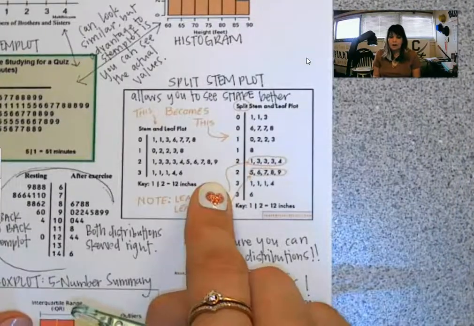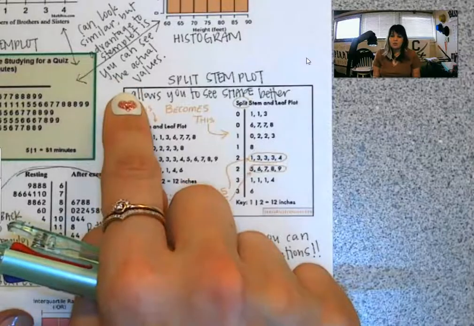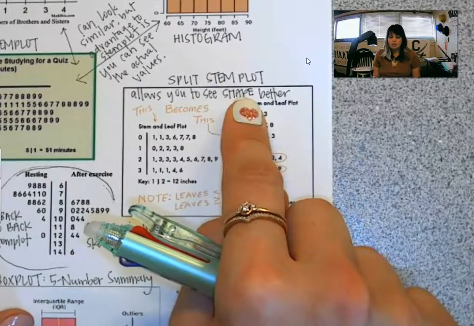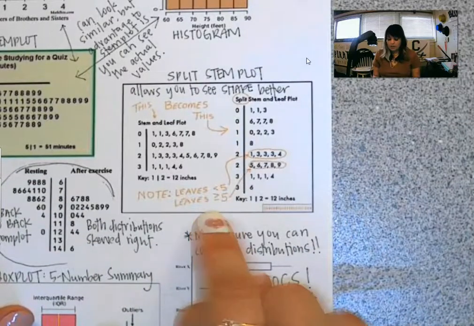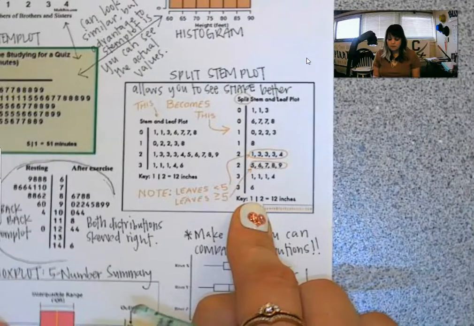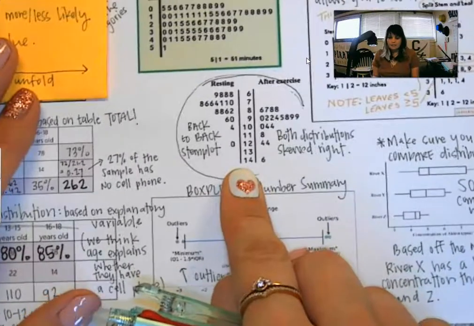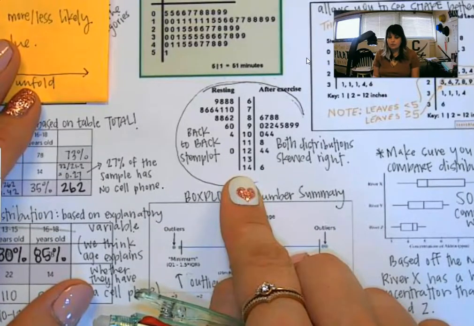So this graphic is just reminding you how you would split stems, and it's also reminding you that it's so that you can see the shape better. Remember, you must always include a key when you make a stem plot. Then lastly, for the stem plots, you could make a back-to-back stem plot when you are comparing 2 distributions.